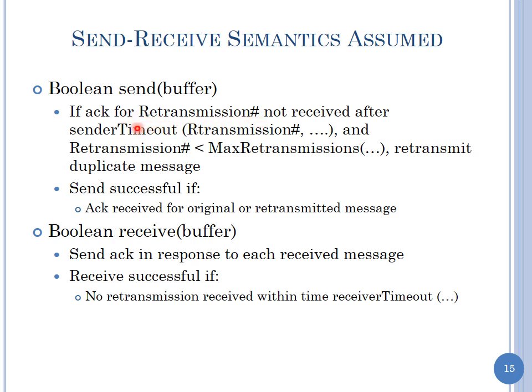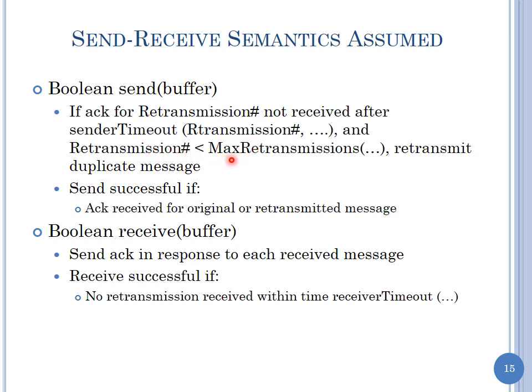So we wait, and the amount we wait may depend on which number the message is in the duplicate sequence. If the ACK is not received within a certain timeout, which depends on the sequence number in the duplicate sequence, we retransmit the duplicate message. It's successful if an ACK is received for the original or retransmitted message, and we don't send a duplicate message once we have sent a certain number of duplicates.